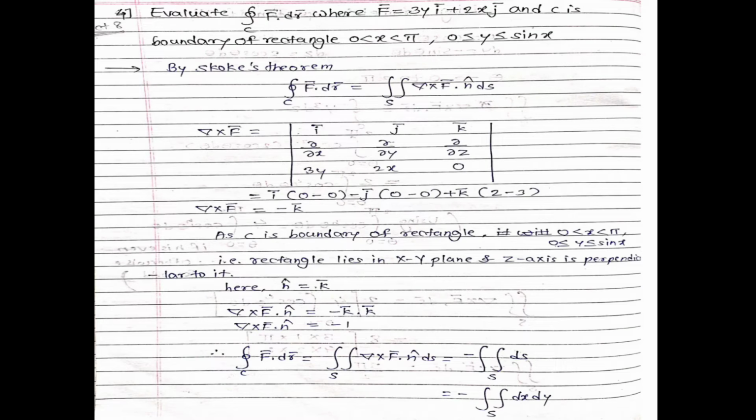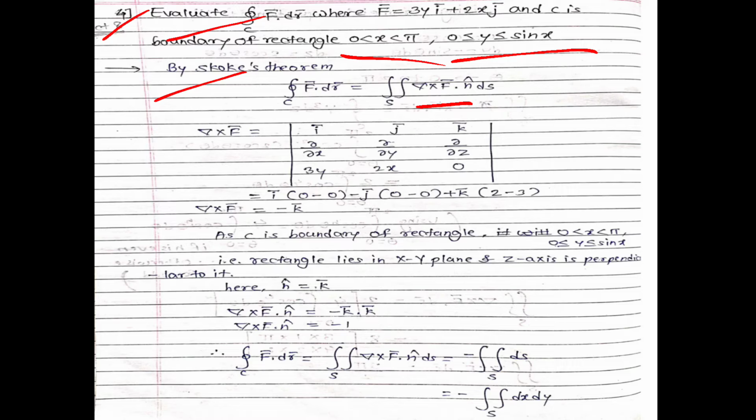So moving towards the next problem. Problem number 4 is to evaluate the single integration over C of f bar dot dr bar, where f bar is given and C is the boundary of a rectangle, with x varying from 0 to pi and y varying from 0 to sin x. Here we have to evaluate a single integration, so we go with the double integration. We will find the value of the double integration, which is equal to the value of the single integration. As usual, we will write the statement of Stokes theorem. After that we have to find del cross f bar.